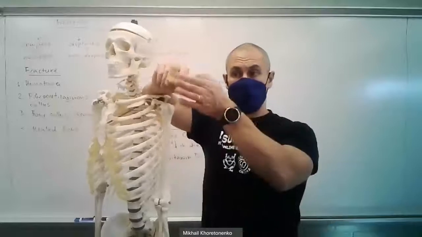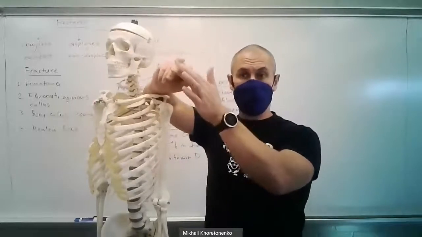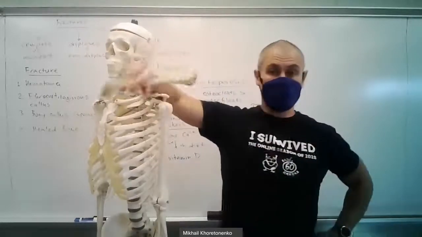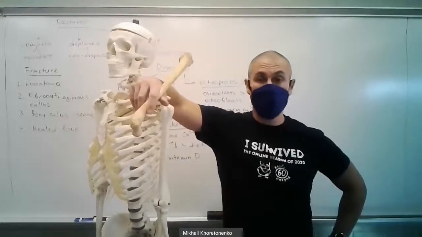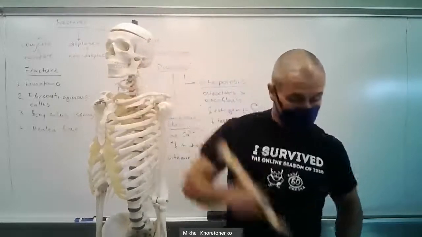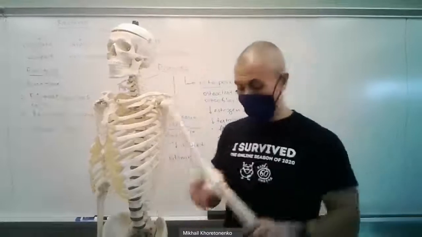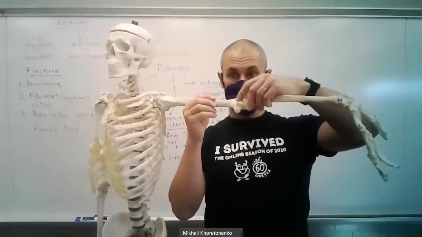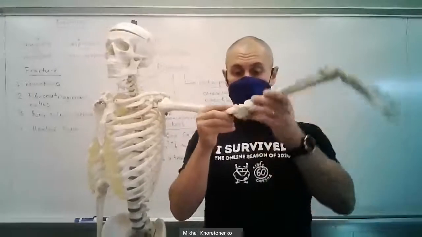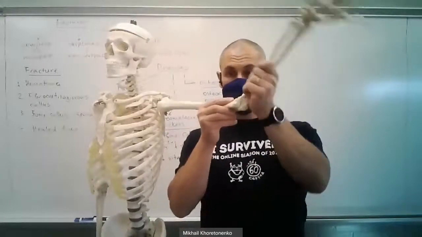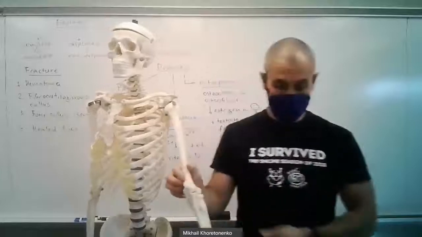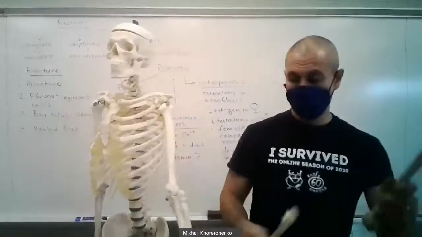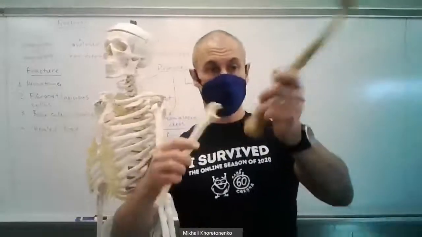First is this depression, which is called the trochlea. Trochlea from Greek means a pulley. So what essentially happens in the elbow? The trochlea of the humerus articulates with the trochlear notch of the ulna. It would look something like that.